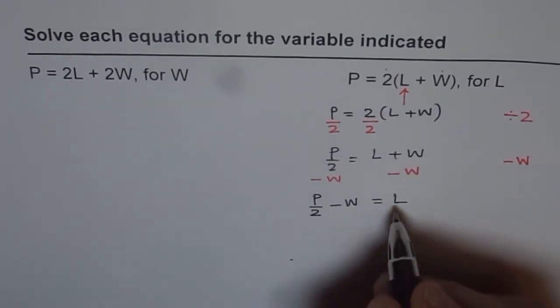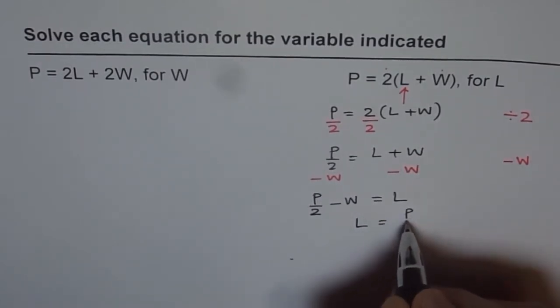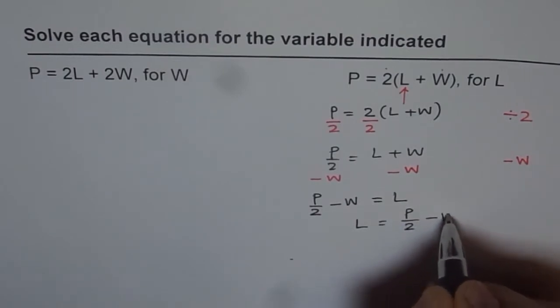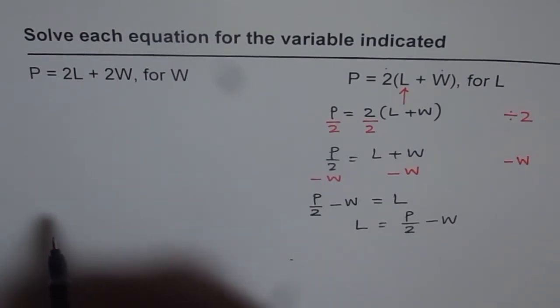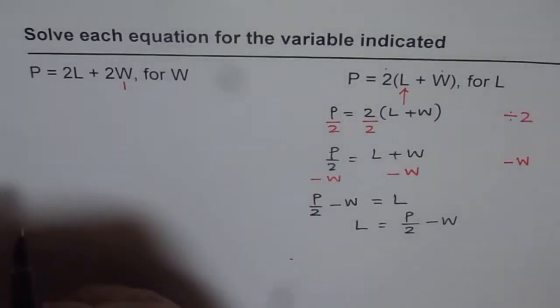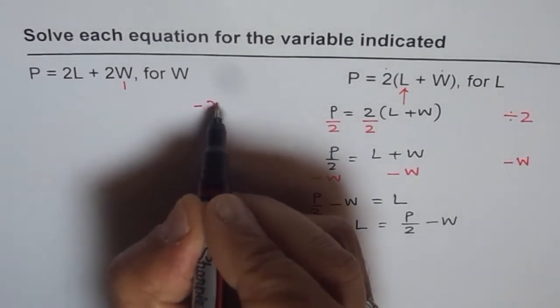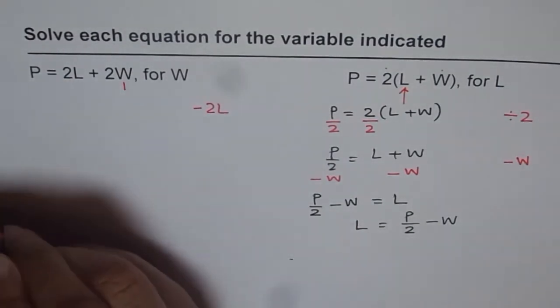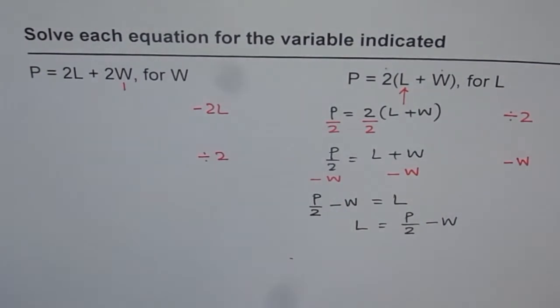At times it is better to write the variable on the left side. So we'll write L equals half of perimeter minus width, right? So that becomes our final step. Now let's look into the steps involved for the first one. We need to isolate for W. So we do not need 2L. So first step should be take away 2L. Once we take away 2L, we need to divide by 2. So the next step will be divide by 2. So these are the steps which we are going to follow, right? So let's do them one by one.